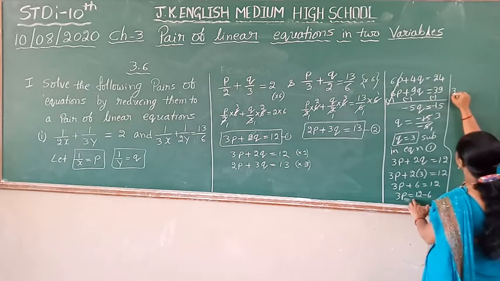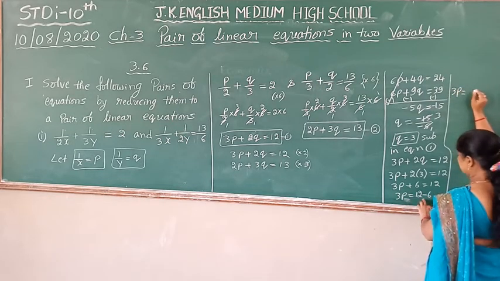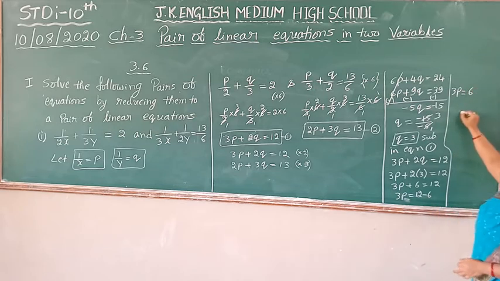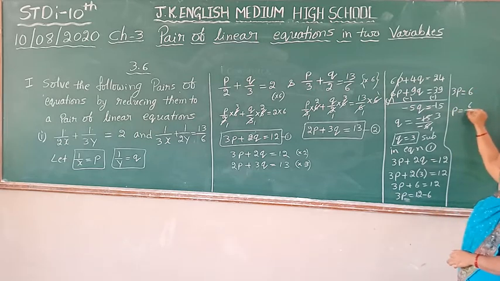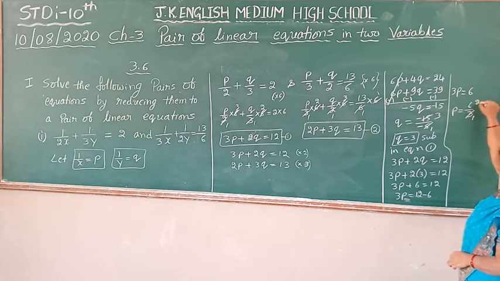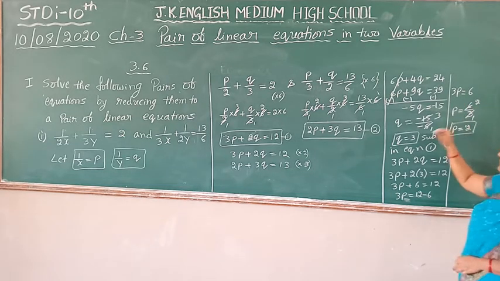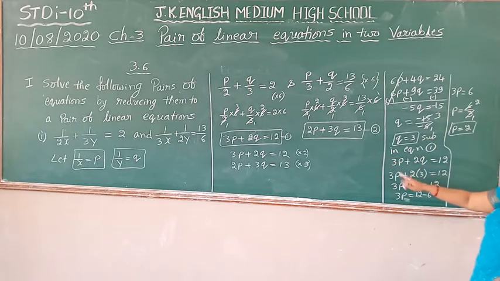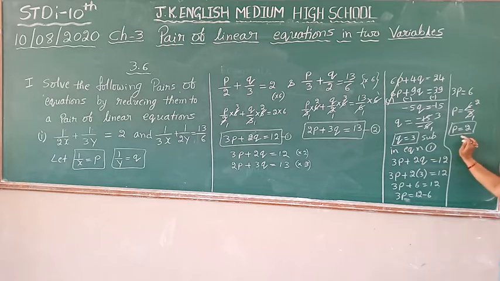3p is equal to 12 minus 6, which is 6. P is equal to 6 by 3, so p is 2. So the q value I got is 3 and the p value I got is 2.